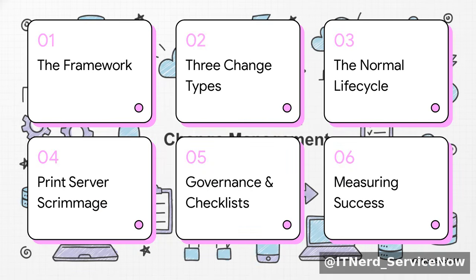Here is our playbook for today's explainer. We'll be quickly covering the basic framework and change types, and then we'll walk through the normal lifecycle. After that, we're going to run a practical, real-world scenario we're calling the print server scrimmage, before wrapping the whole thing up with governance and how to actually measure your success.